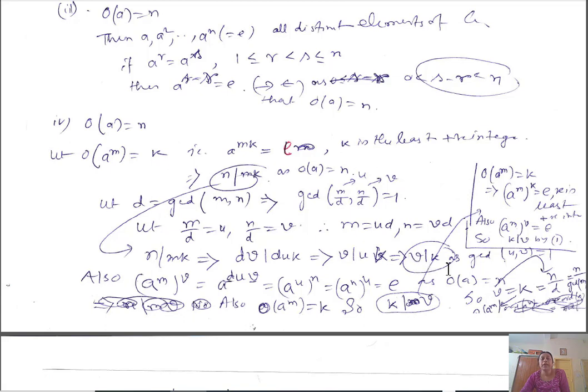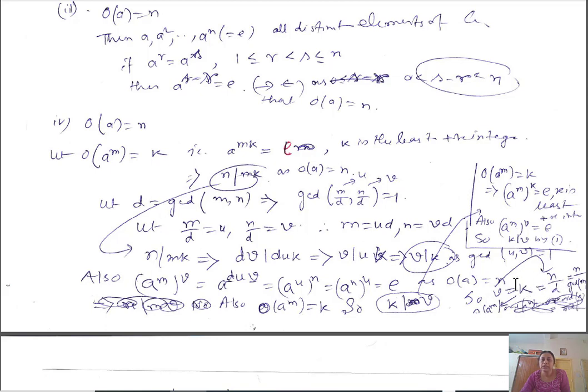Earlier I have proved v divides k. Now I have proved k divides v. So if you combine these two, you get v equal to k. What is the value of v? v is n by d. So k equal to n by d.